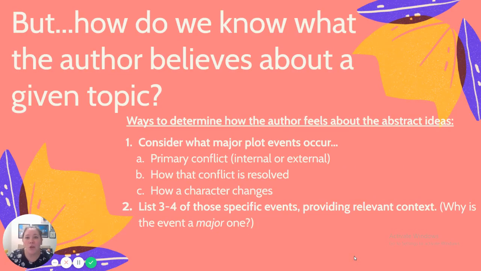So how do we know what an author believes about a topic? How can we figure out how they feel about it, the ways that they're implying it? So we want to look at what the major things happening in the story are. So what's the primary conflict? Is it internal? Is it external? How is that conflict resolved? Is it resolved? Character changes. So how might a character be from the beginning to the end? What's the nature of that change if they do change?